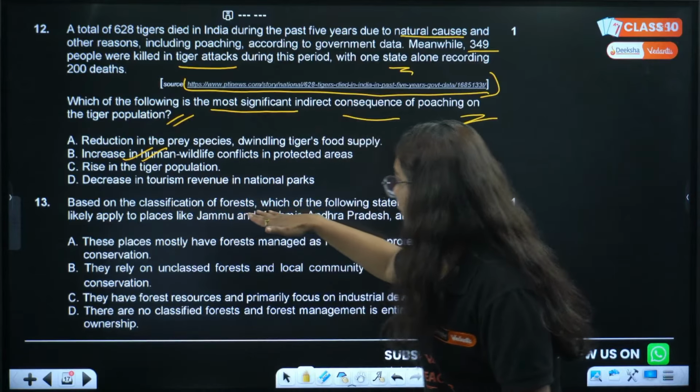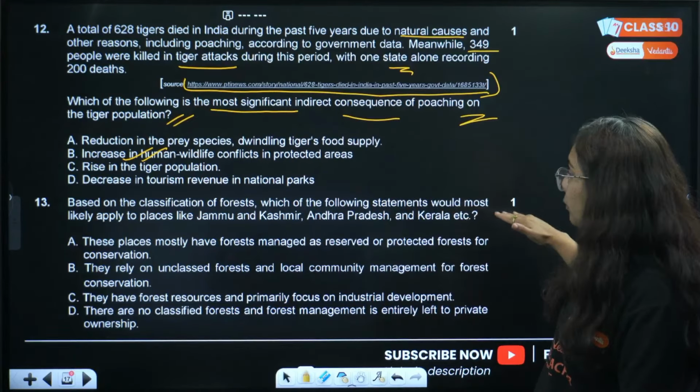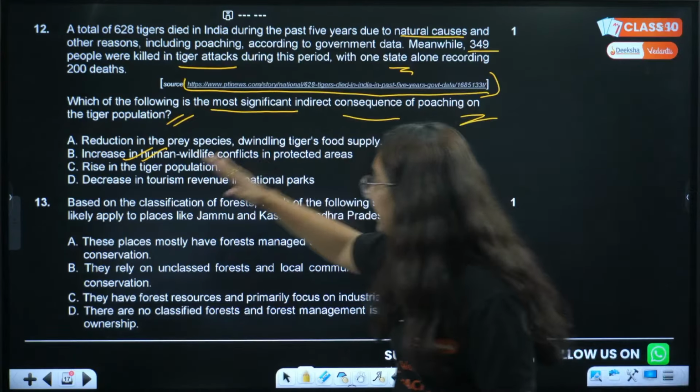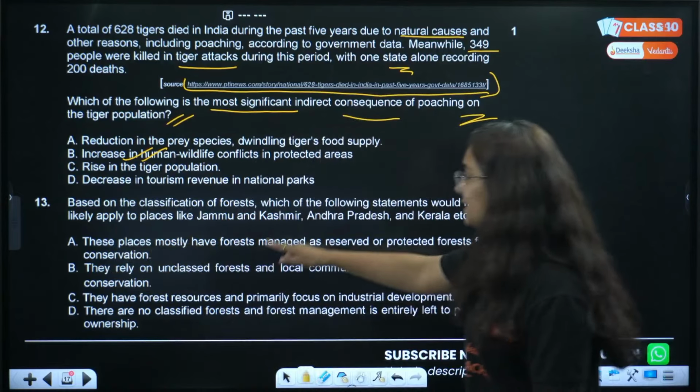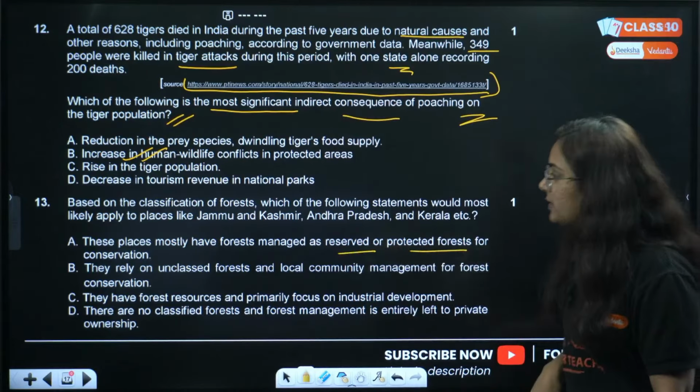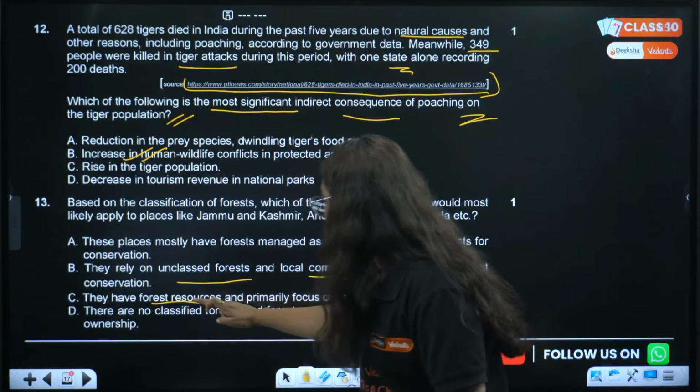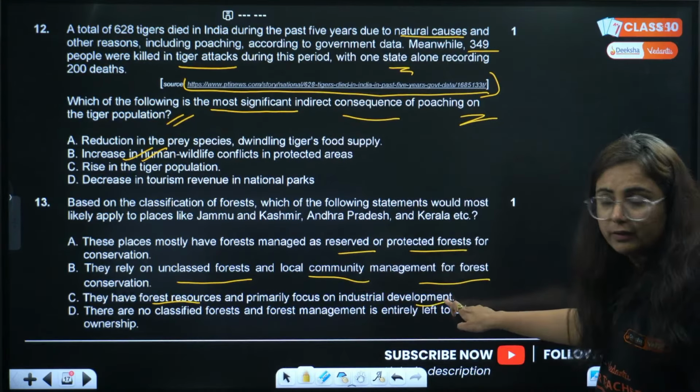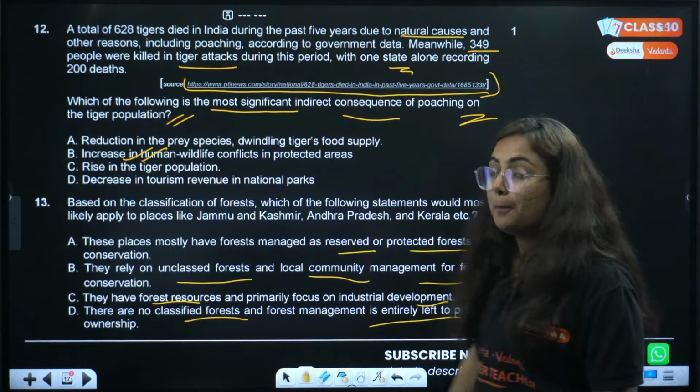Based on the classification of forest, which of the following statements would most likely apply to places like Jammu, Kashmir, Andhra Pradesh, Kerala, etc.? This is from the chapter Forest and Wildlife in India. Option A, these places mostly have forests managed as reserved or protected forest. B, these rely on unclassed forest and local community management. C, they have forest resources with primary focus on industrial development. Or D, they are not classified and forest management is entirely left to private ownership.